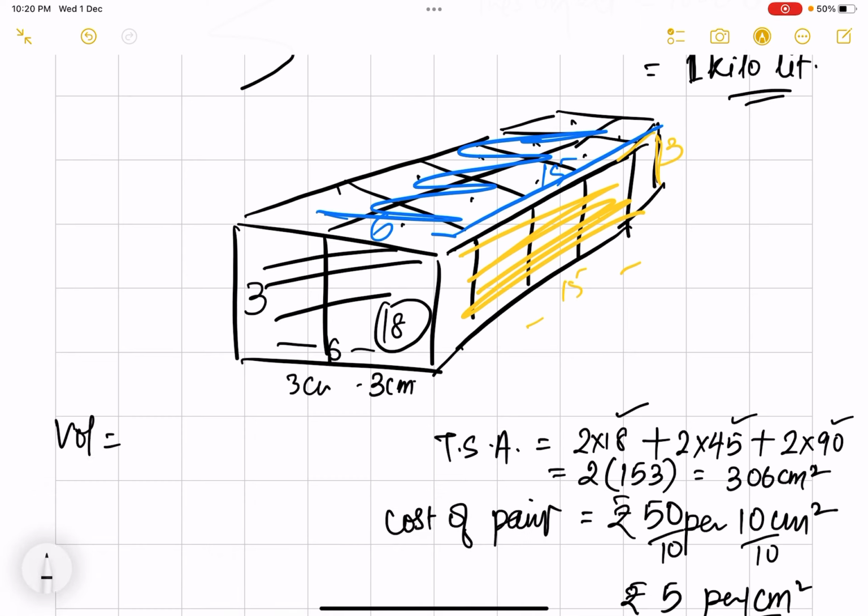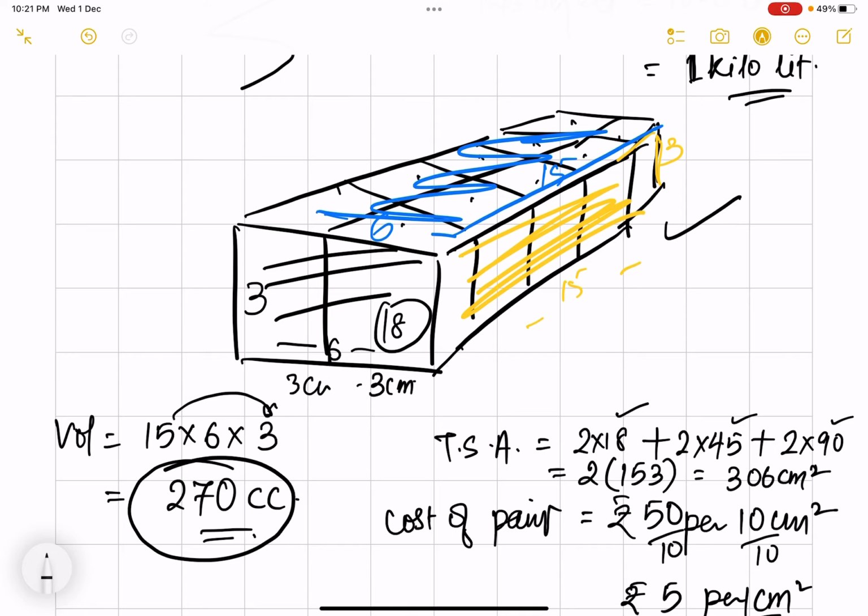And in case they asked you the volume of the structure, the volume of this structure will be how much? The length into breadth into height, which is 15 into 6 into 3. Am I right? 15 3s are 45 and 45 into 6. So 45 2s are 90, 90 3s are 270. So the answer will be 270 centimeter cube. Okay. In case they asked you that this structure is dropped into a vessel full of water, how much water will be displaced? Your answer will be 270 cc, which is the volume of the structure itself.